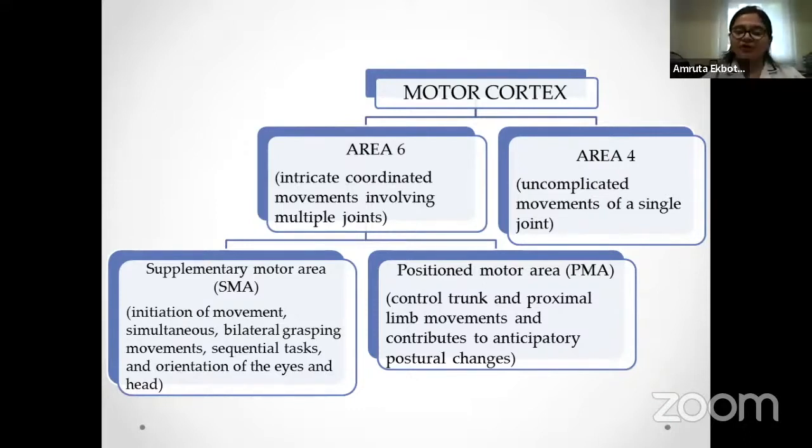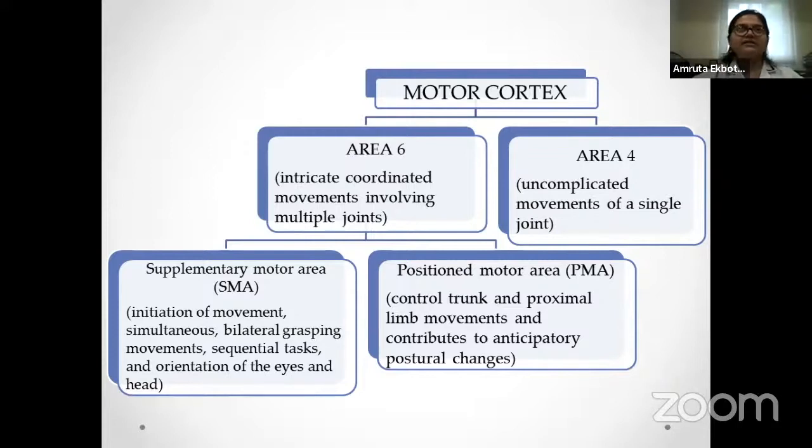Then the premotor area will control your trunk and postural proximal limb movements, and also contributes to anticipatory postural changes. So if I am trying to reach an object which is kept far away from me, only extending the upper limb is not going to help, right? I will have to also move the trunk. So moving the trunk and coming back to the previous position when the object has been lifted will be carried out by the premotor area.